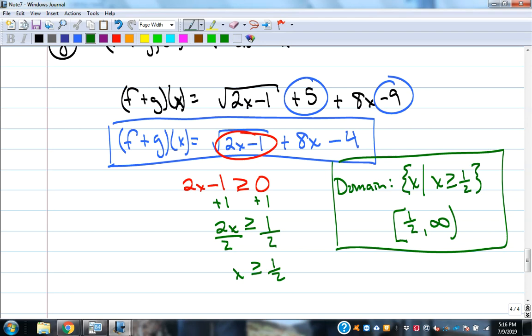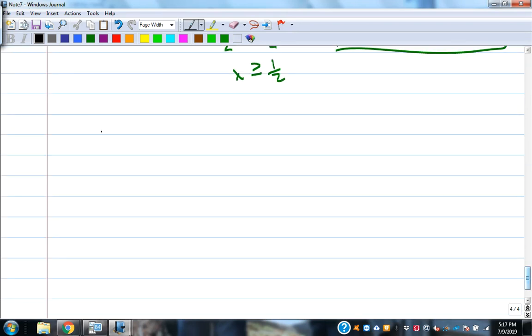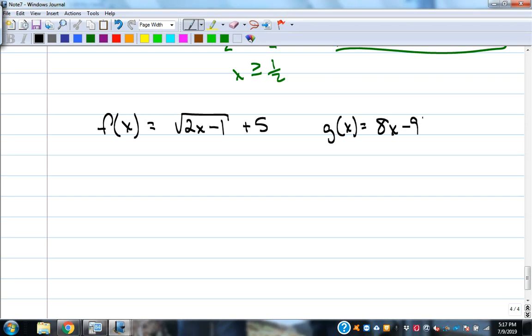When you do division, it creates a whole new thing. So let's look at division for these same two functions. Again, I'll rewrite them here. f of x is equal to the square root of 2x minus 1, excuse me, plus 5, and then g of x was 8x minus 9. And let's find f divided by g of x and domain.